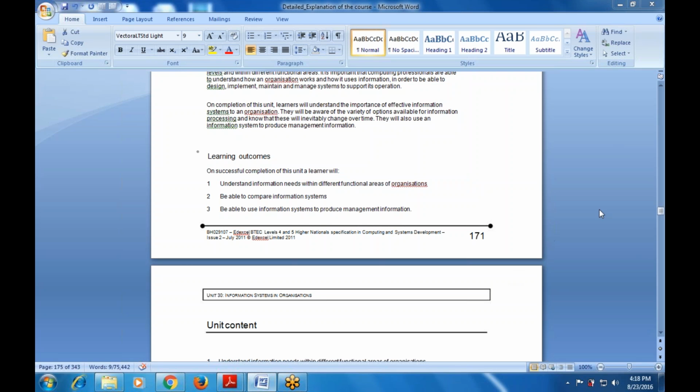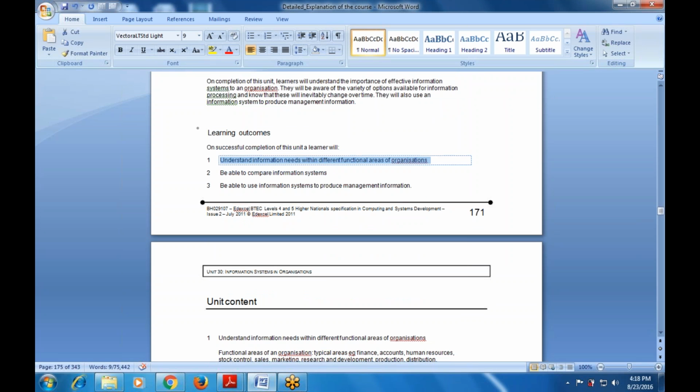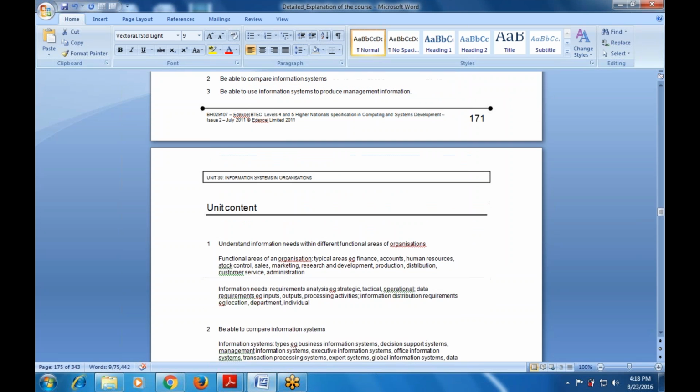Then be able to compare the information systems. That is, if one information system is available in the organization, how is it beneficial to the next organization. Then be able to use the information systems to produce management information. How the management information will be gathered, how it will be used, that is to produce the management information. So these are the 3 LOs, that is the three learning outcomes of this module.